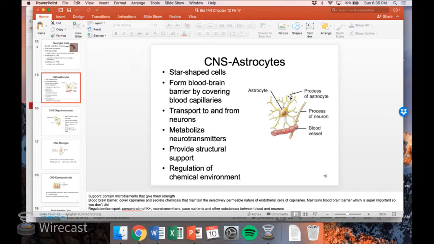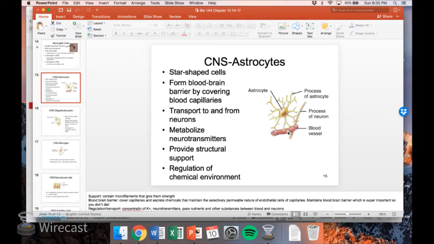The processes of an astrocyte are going to stick on to the blood vessel here. So they're going to cover the capillaries, and they're going to help by secreting chemicals that maintain the selectively permeable nature of the cells of the capillary. So the maintenance of the blood-brain barrier falls on the astrocytes. Their job is to maintain the blood-brain barrier.